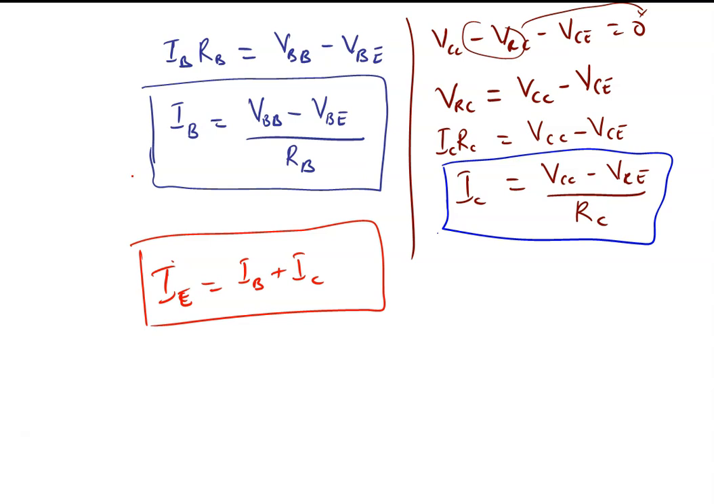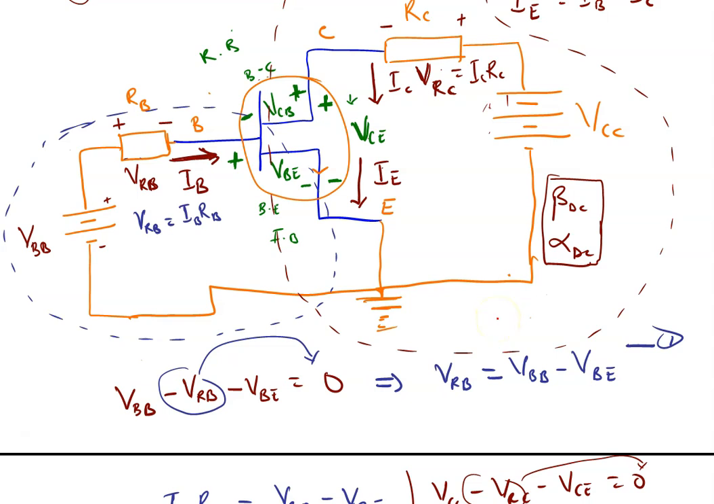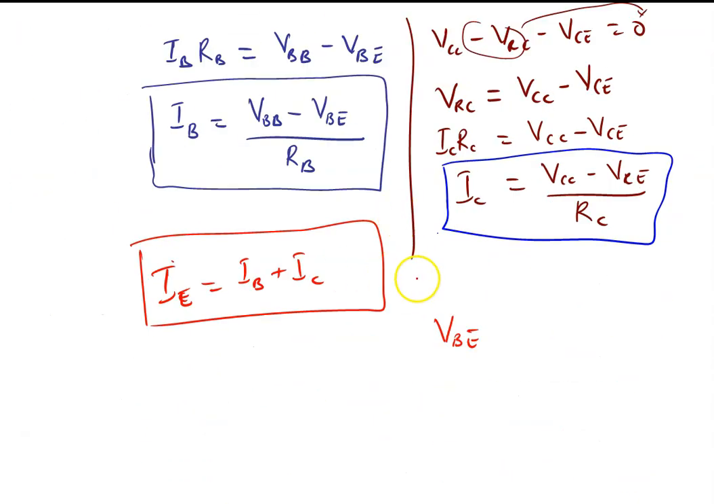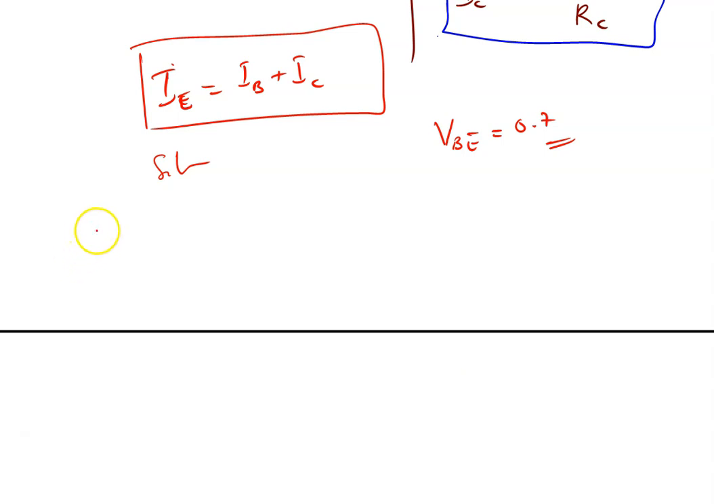Yes. But the VBE depends on the type of material which was used in designing the transistor. If it's a silicon based transistor, then the VBE is equal to 0.7. So most of the time you will see VBE being 0.7, or if they don't give you VBE and they say that this transistor is a silicon based transistor, then the VBE is equal to 0.7.